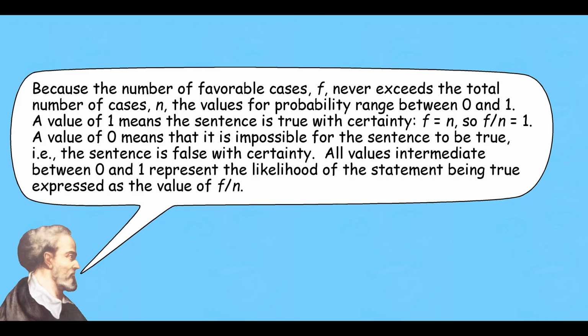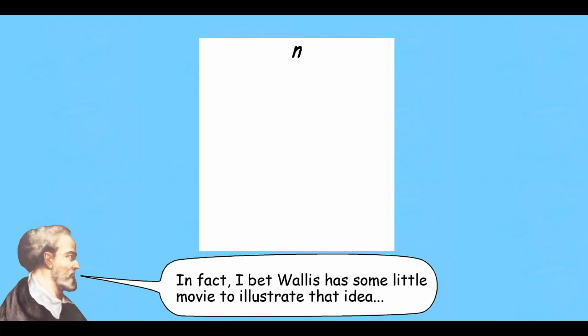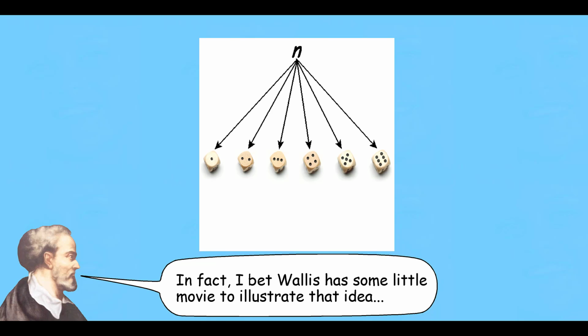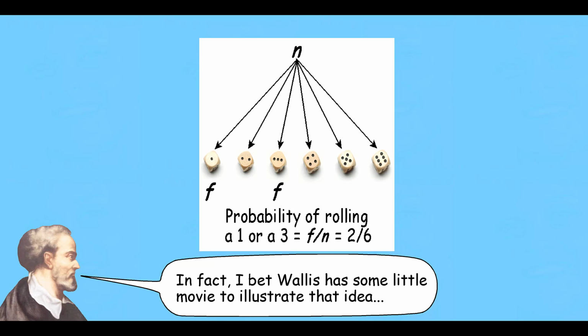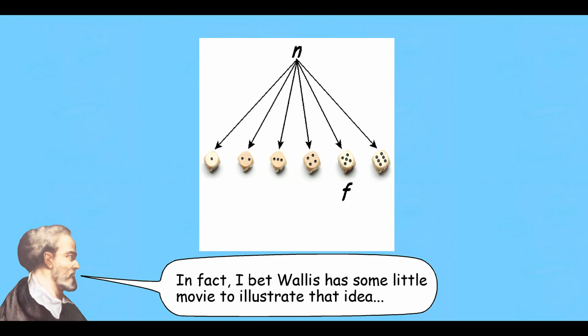Now, all the values intermediate between 0 and 1 represent the likelihood of the statement being true, expressed as the value of f, favorable outcomes, divided by n, the total number of possible outcomes. So let's look at a couple of illustrations. Suppose I roll a die, and I want to know the probability of my rolling a 5. There are 6 faces on that die. Only one of them has 5 dots. Therefore, there's 1 favorable and 6 possible, 1 over 6.